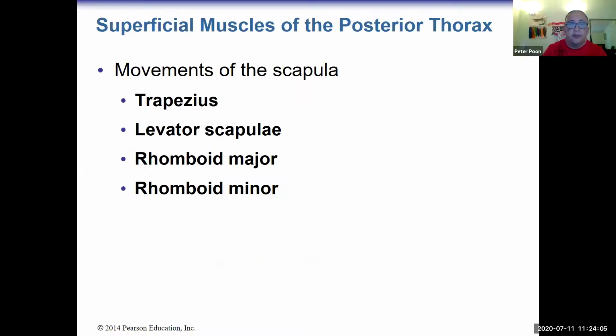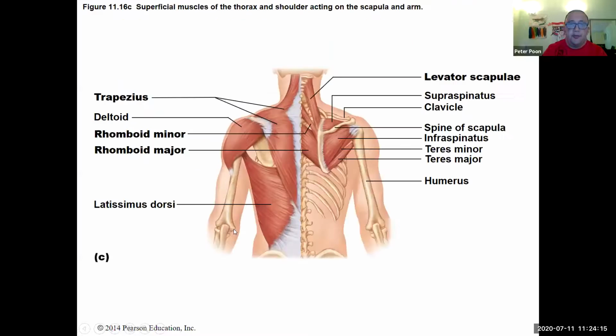All right, the movements of the scapula on the posterior side: trapezius, levator scapulae, rhomboid major, rhomboid minor. So that muscle is the trapezius. The trapezius is never a prime mover for anything.